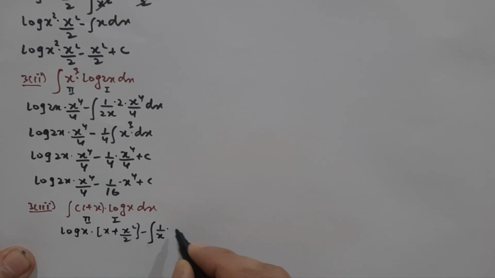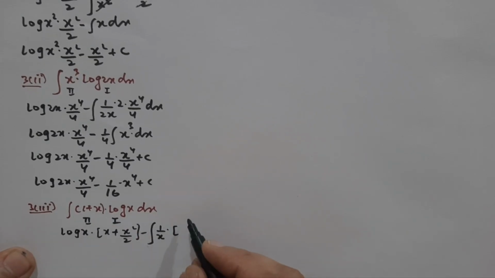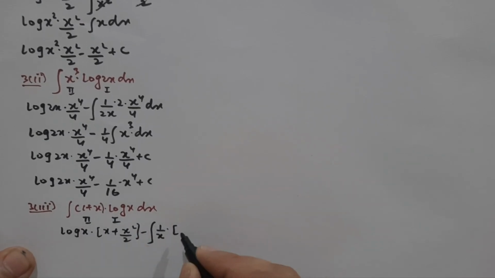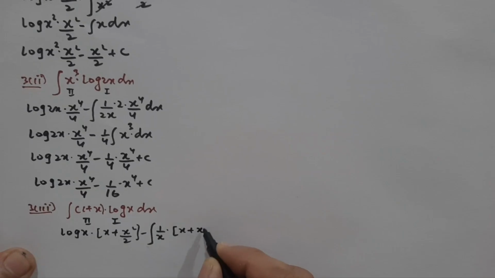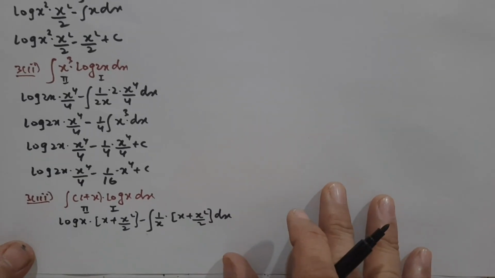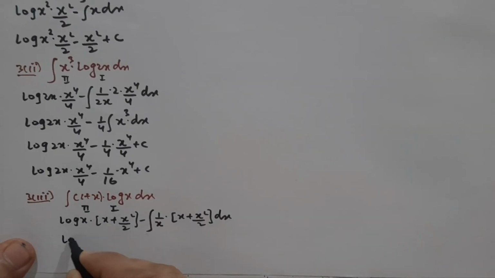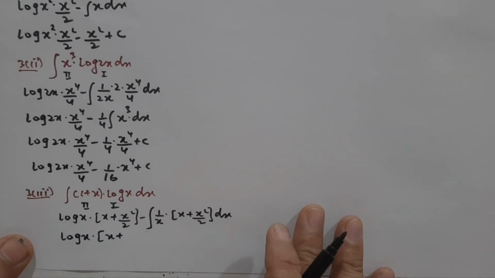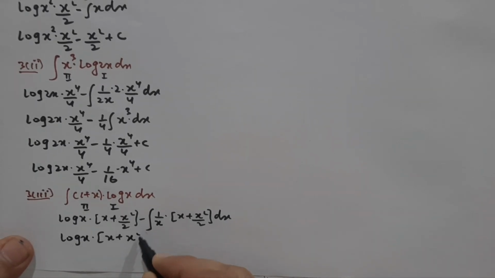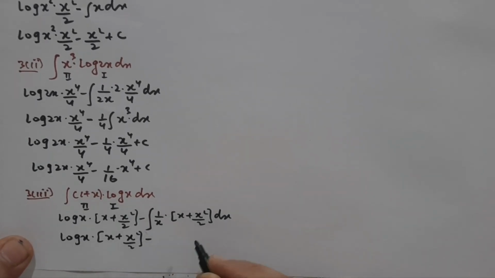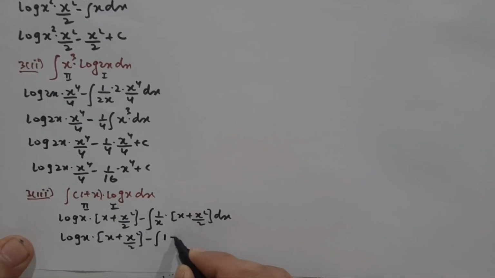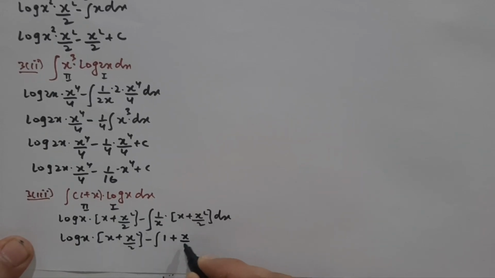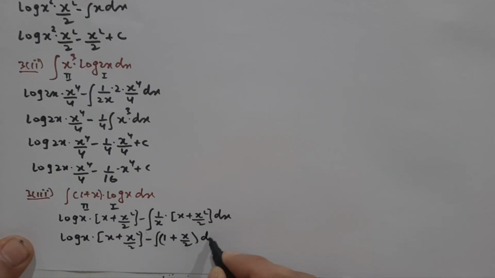first, 1 upon x, into integral of second, the same expression that we have here. Like this. Now what we get is log x into x plus x square upon 2, minus, now dividing each term by x, we get 1 plus x upon 2 dx, like this.